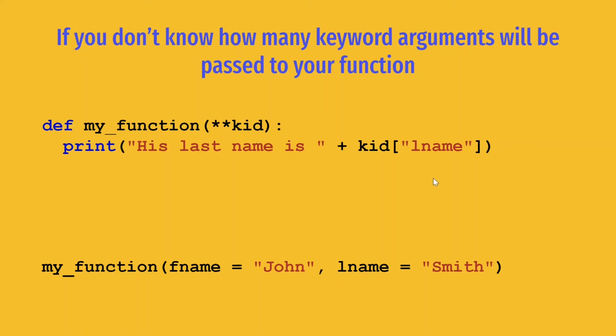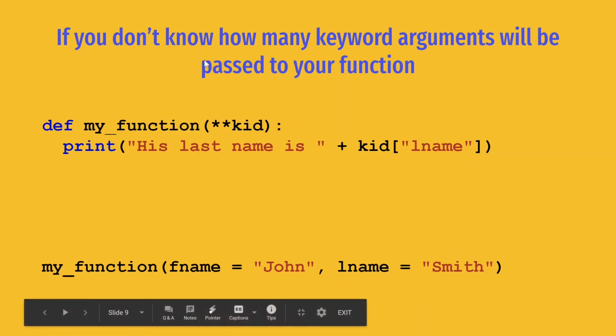So now kid of L name will be L name. So now it will be printing his last name is plus kid of L name. So kid of L name, if you look at this itself, you can see it is a dictionary format. In the dictionary kid, you want to find out what is the value stored in the key L name. And now you know it is Smith.